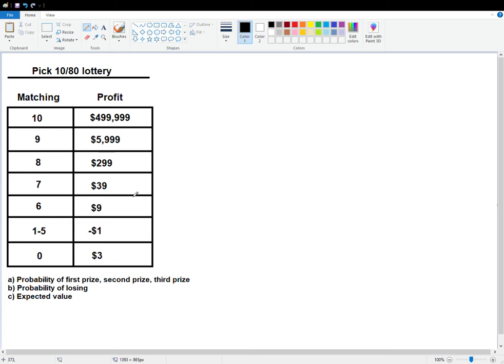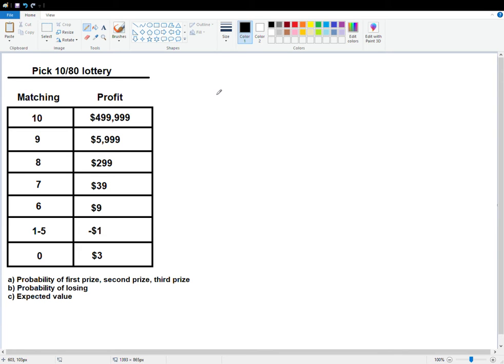If we match 1, 2, 3, 4, or 5 numbers, we do not win, and we lose our dollar that we paid for the ticket. So part A asks us to find the probability of the first prize, second prize, and third prize, where these correspond with 10, 9, and 8 matching numbers respectively.